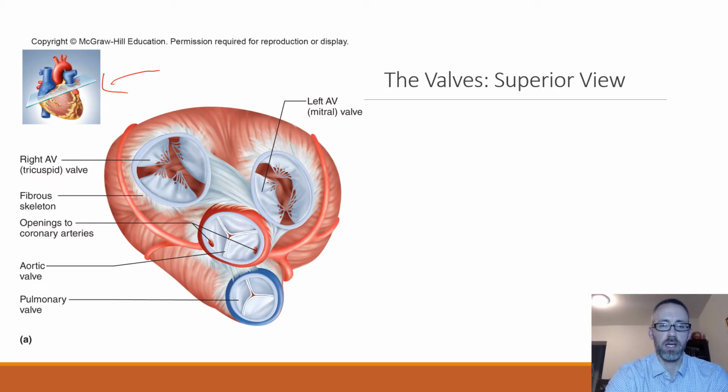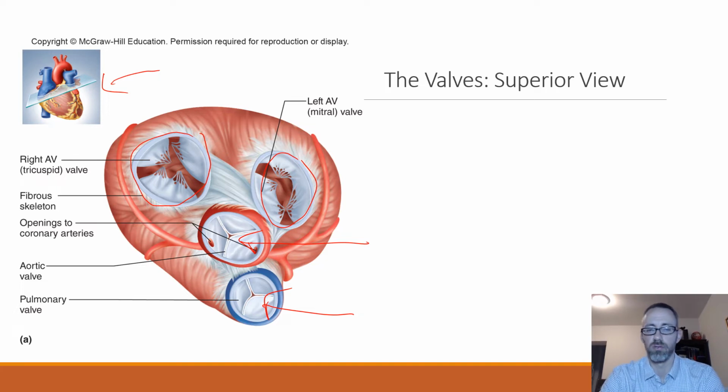And if you take a look here, this would be the right AV valve or the tricuspid valve. So you can see the 3 cusps there. Over here, this is the mitral valve. The mitral valve is what separates the left atrium from the left ventricle, and it has those 2 cusps. Over here, you can see the aortic valve. And over here, you can see the pulmonic valve, which is labeled there in blue for you.